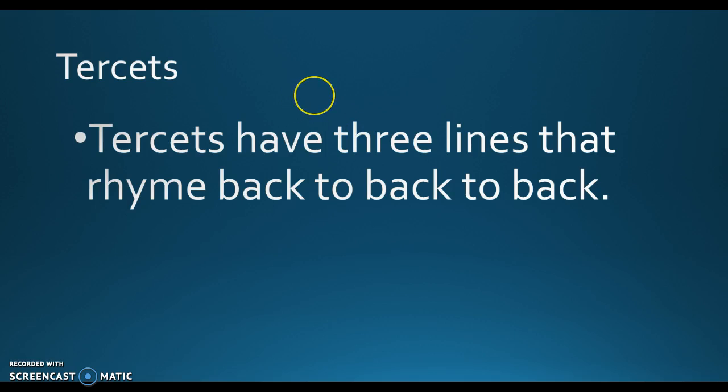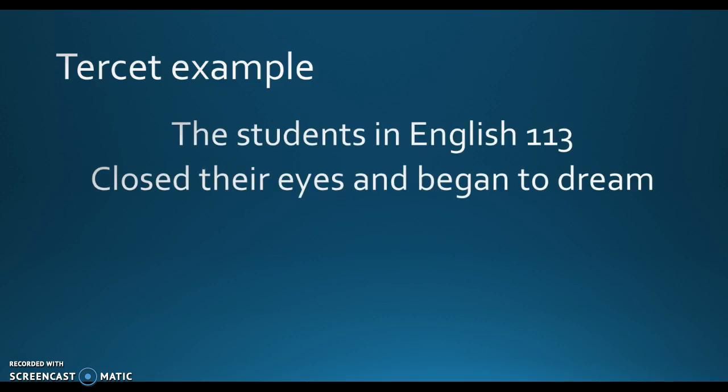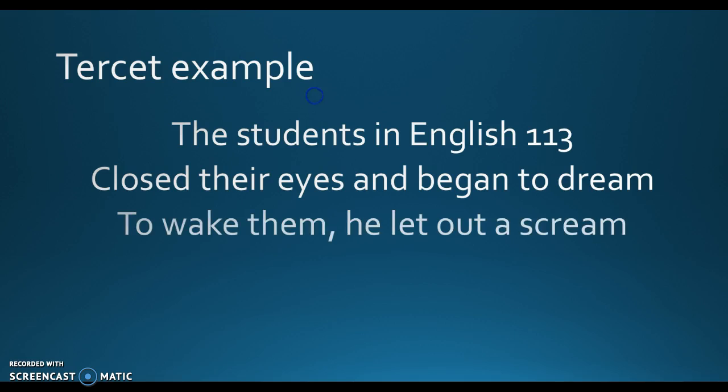Tercets are basically like couplets except they have three lines that rhyme back to back. So instead of just two, you have three. Let's give an example. The students in English 113 closed their eyes and began to dream. To wake them, he let out a scream. If we were in class, that would make more sense. But 113, dream, scream. Notice how the three lines rhyme. That would be considered a tercet.